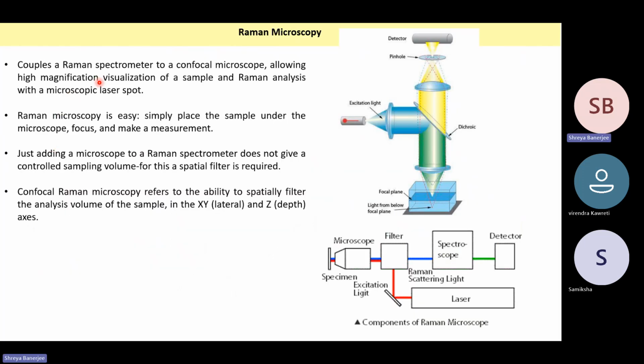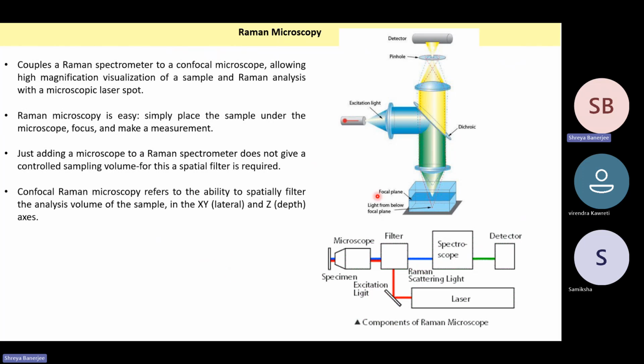And we can couple a Raman spectrometer with a microscope. Using the microscope, we can focus on a very small region of the sample. And if we couple the microscope with a Raman spectrophotometer, then we can carry out Raman spectroscopy in that microscopic region.